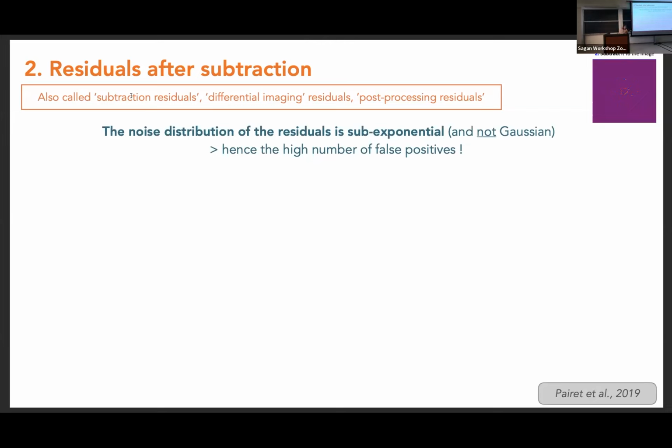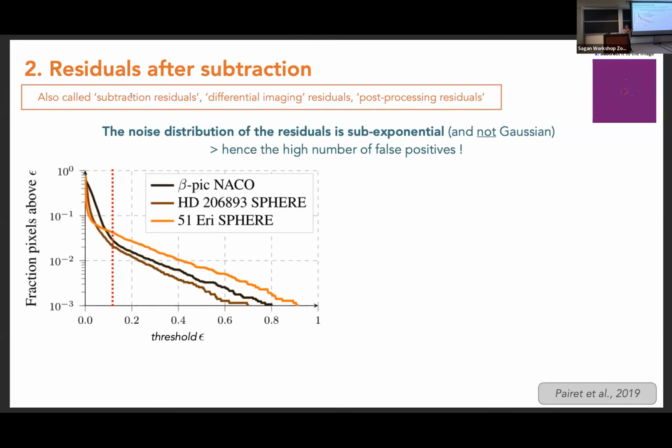And that explains why we have a lot of false positives. So signals that pop up above a threshold that are actually just noise. Which also means that when people are computing the performance of the algorithm, they're over optimistic. So we tend to think we have a better discovery space than we actually have. And I think that's important to keep in mind.